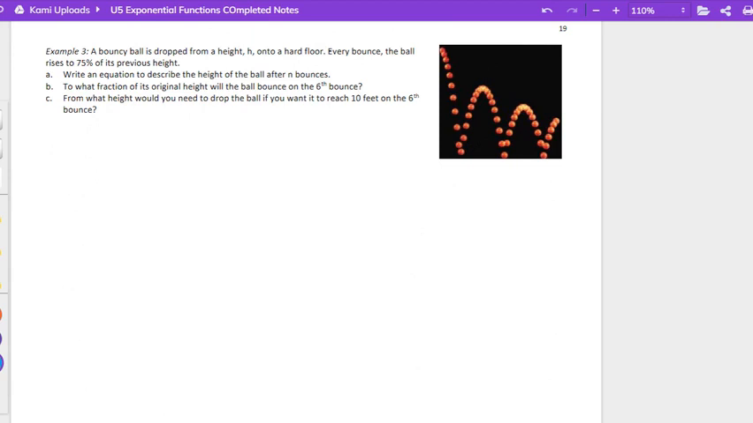I don't know. Maybe some. Anyway, so some of the energy is lost. So as the ball bounces up, in this case, it only bounces up to 75% of the previous height.